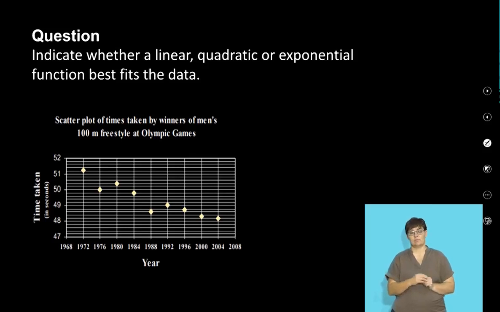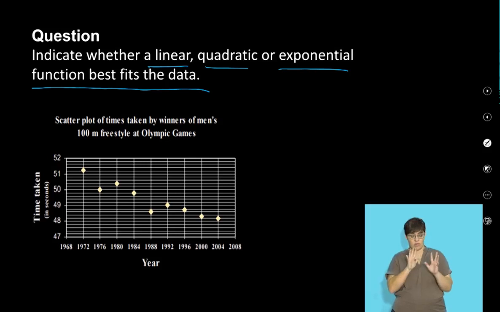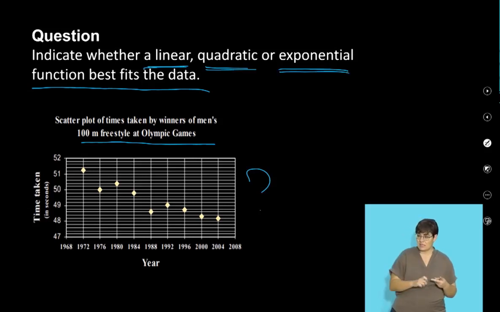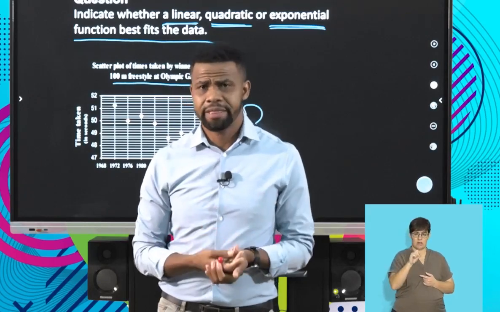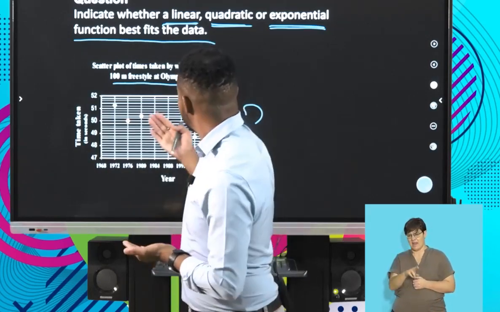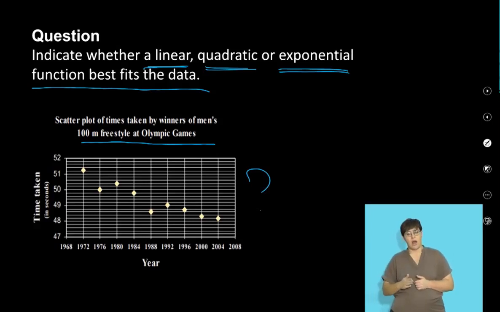Indicate whether a linear, quadratic, or exponential function best fits the data. So the scatter plot shows times taken by winners for men for 100-meter at Olympics. Looking at this, is this linear, quadratic, or exponential? What will you go with? Linear. Why linear? Quadratic or exponential? I will go with a linear relationship. I think this is a linear relationship because the data given here follow a linear trend.